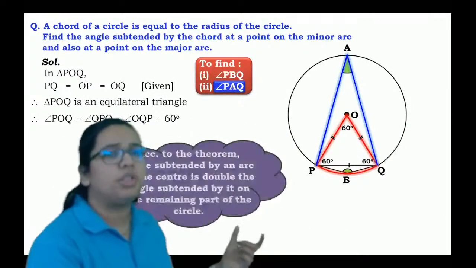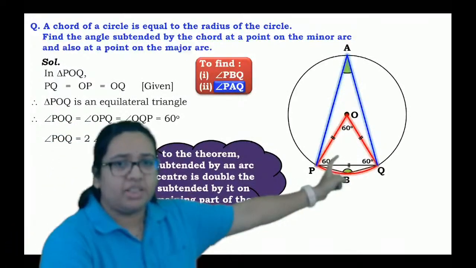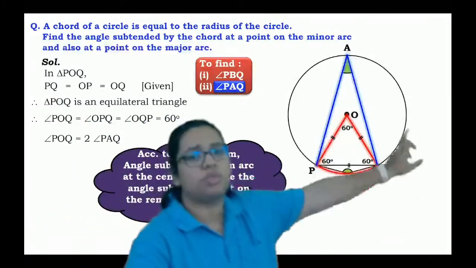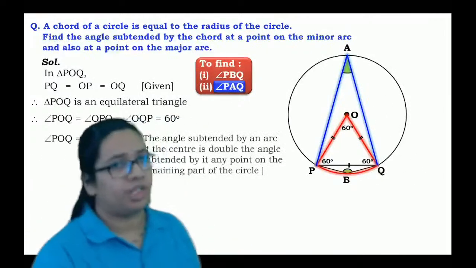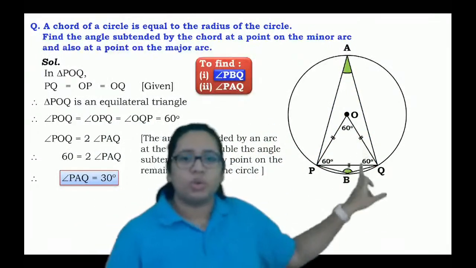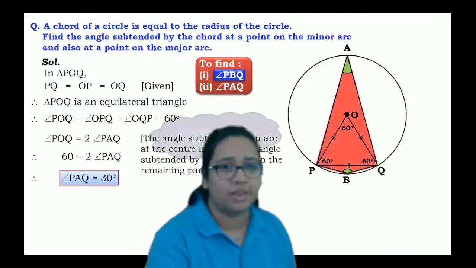For that, we know that the measure of the central angle is equal to half the measure of this one, right? Are you able to recall this one? So as POQ is 60 degrees, it means that PAQ will be 30 degrees.